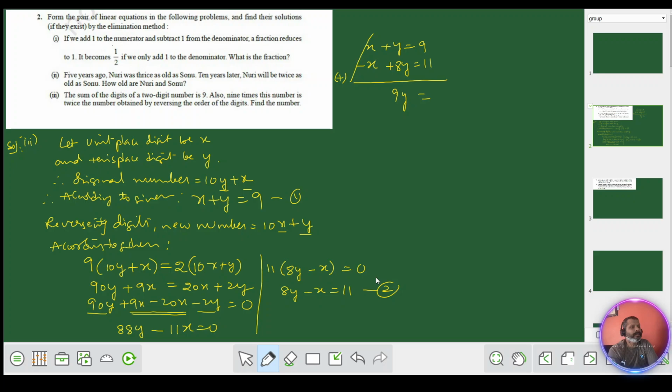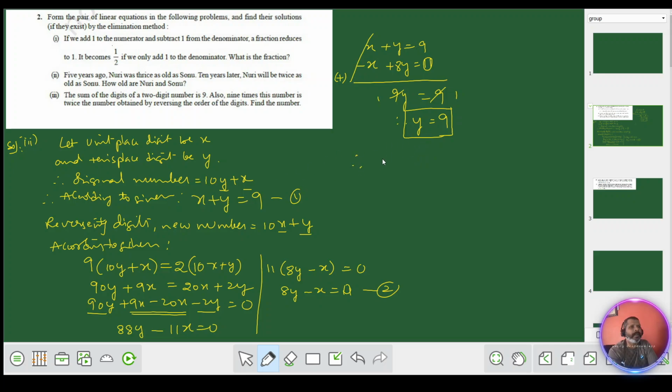Sorry, the second equation is 0 by 11, which is 0, right? My mistake. So 9y equals 9 plus 0, which is 9. Therefore, y equal to 9. This is one digit. We'll construct the number later after finding x.